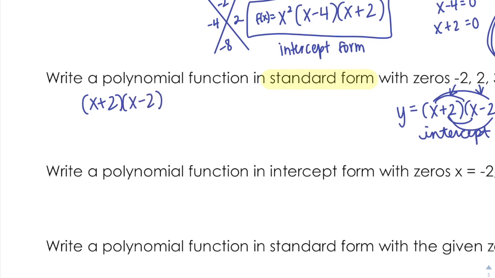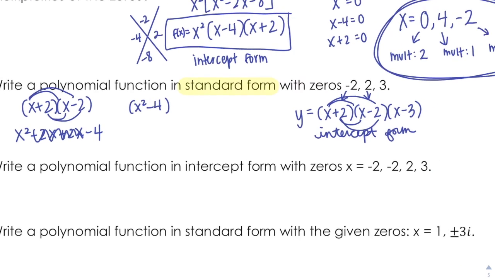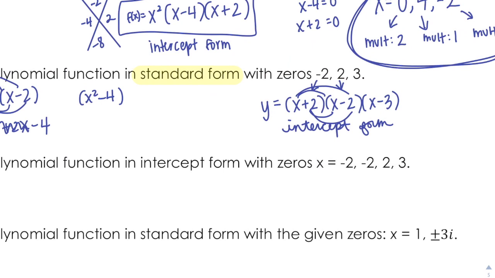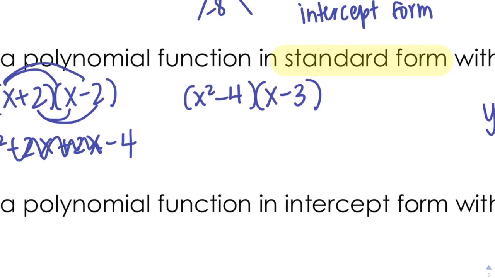So if I start distributing, x times x is x squared. X times negative 2 is negative 2x. 2 times x is 2x. And 2 times negative 2 is negative 4. And maybe you caught that it was a difference of squares, so you can just jump straight to x squared minus 4. But I have to distribute everything. So I've distributed this. I have not distributed this yet. So now I have x squared minus 4 times x minus 3. And now I'm going to distribute all of that out.